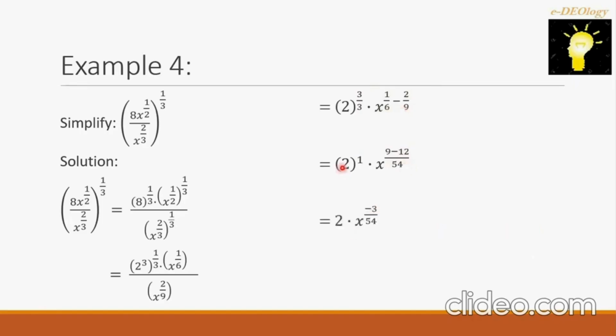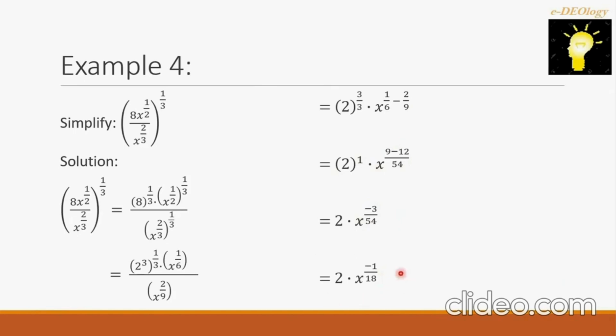On the next line, the 2 with exponent 1, we will delete the 1, no need to write. Now for the x, the 9 minus 12 becomes -3/54. Then we can put the exponent into lowest term. The -3/54 is the same as -1/18. We divide the numerator and denominator by the number 3.